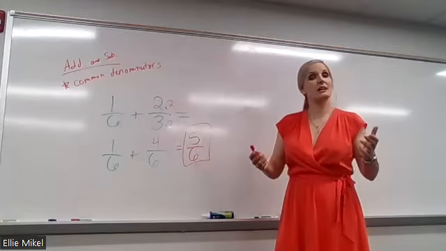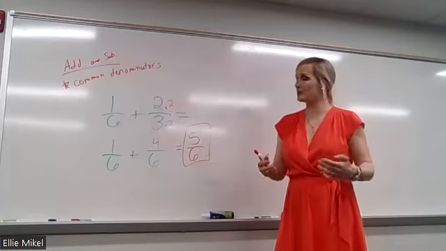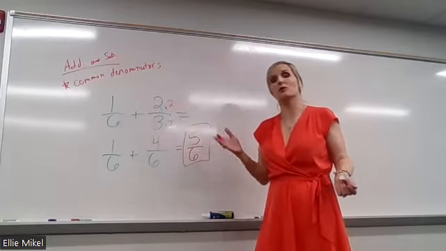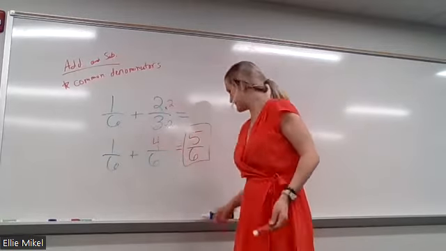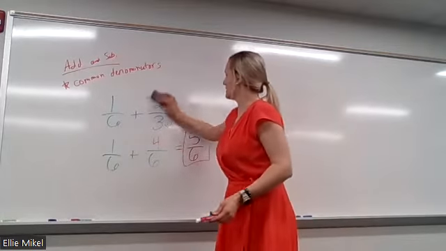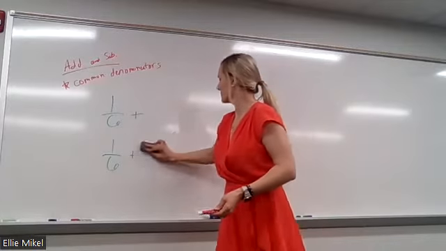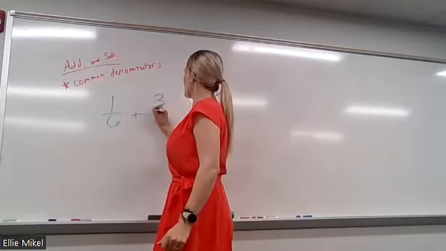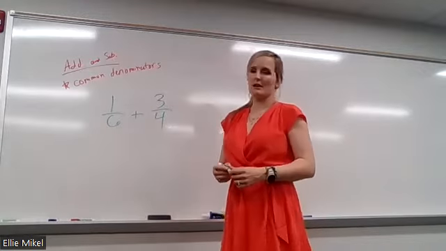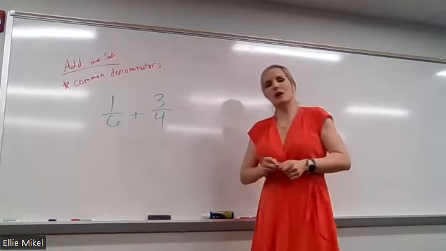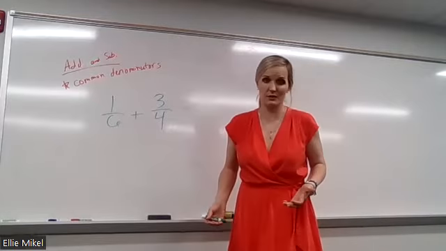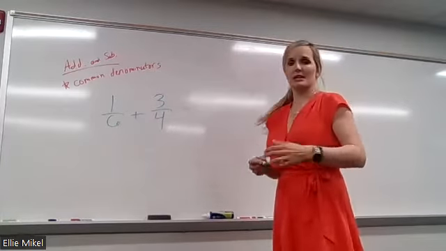In some cases, you might end up having to change both of your fractions. So here, we only had to change one of them because our least common multiple happened to be one that already existed. But let's say instead of 2/3, we were adding 1/6 plus 3/4. In this case, when I look at my common multiples for 4 and 6, it's not either one of those. So let's take a look.